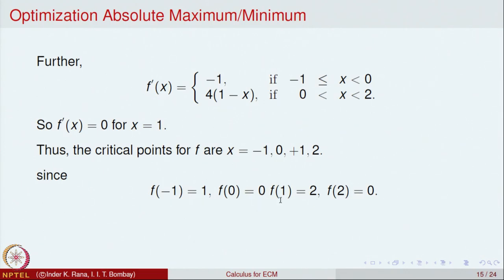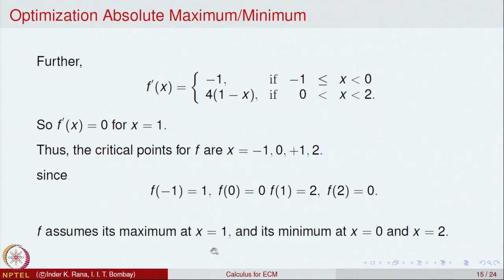So, the function has absolute maximum equal to 2, and the point of absolute maximum is x equal to 1, and the function has absolute minimum, that is 0, and the points are 0 and 2. So, at 2 of the points the function has absolute minimum and maximum at the point 1. So, this is how one analyzes absolute maximum and absolute minimum of a function.